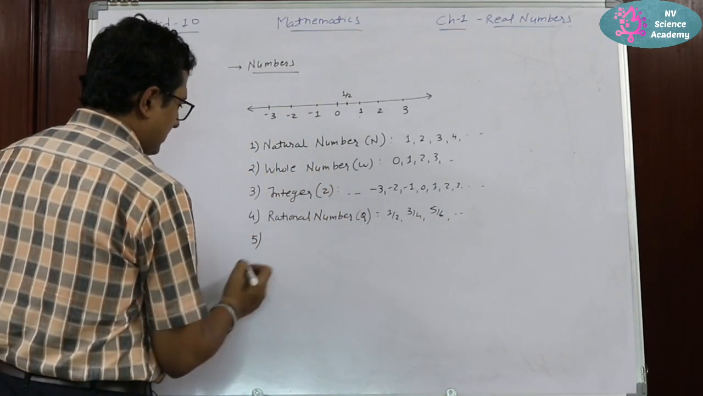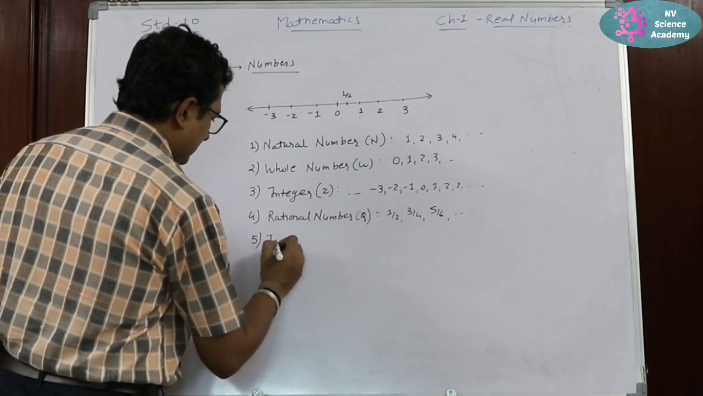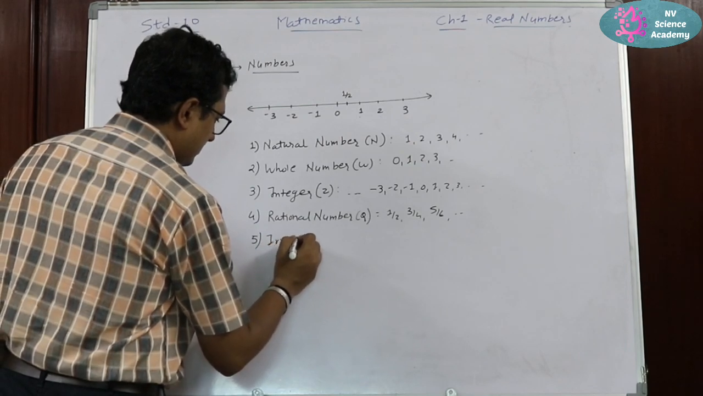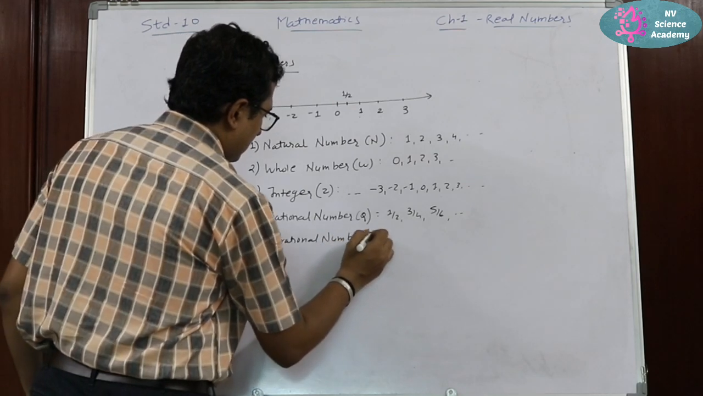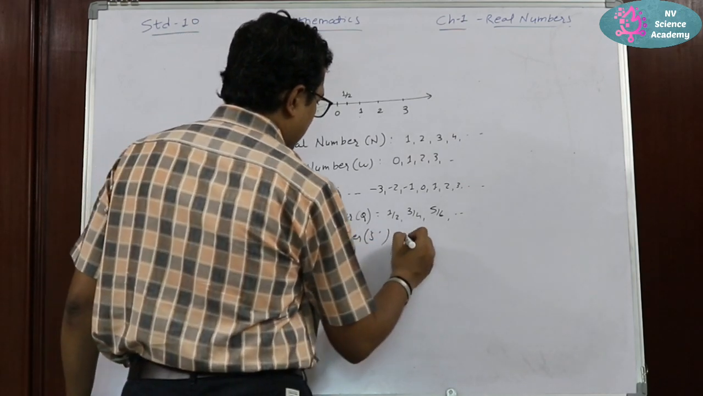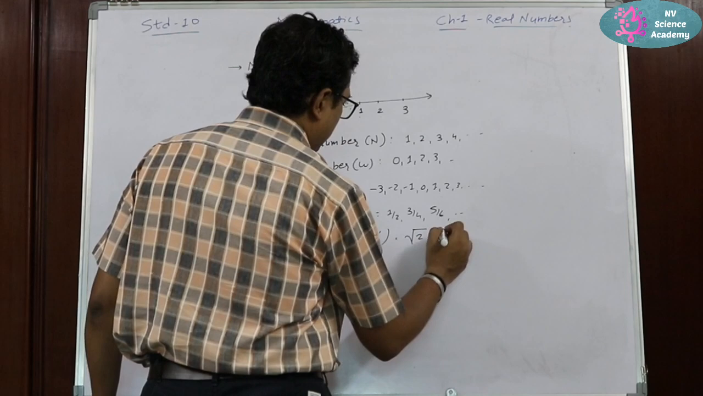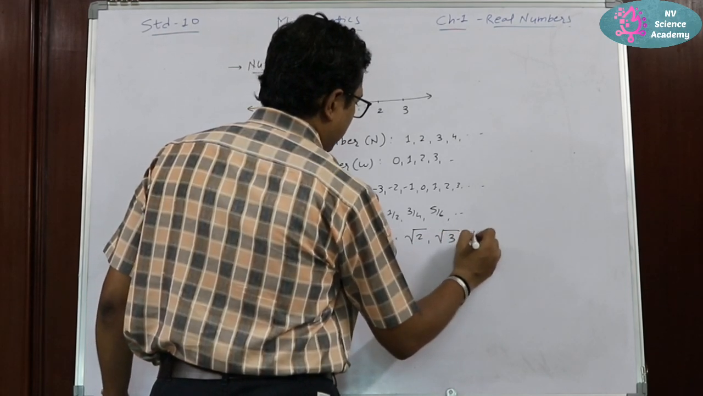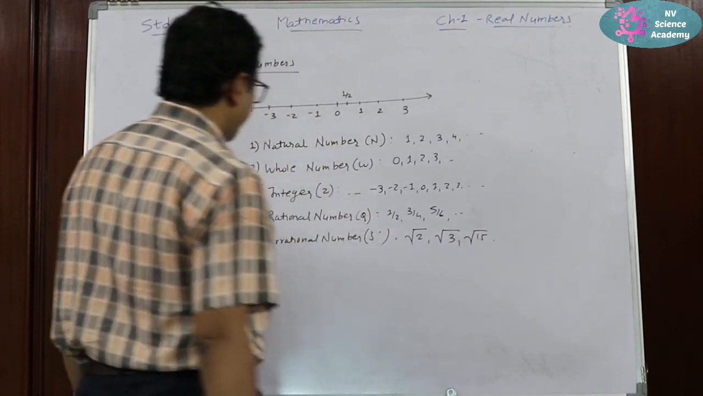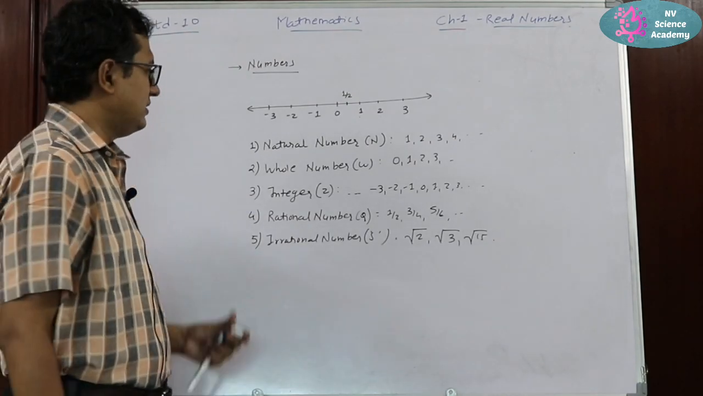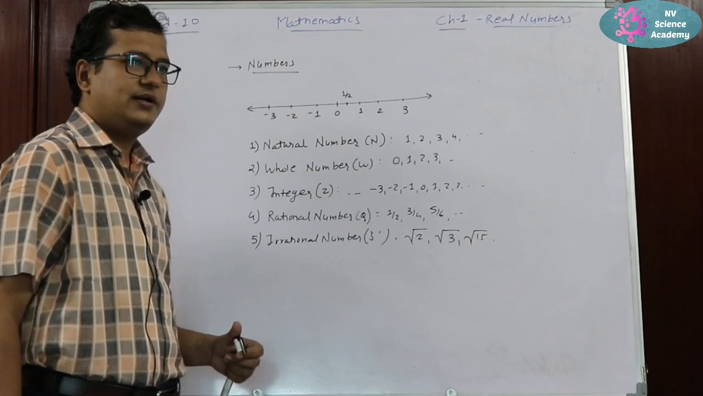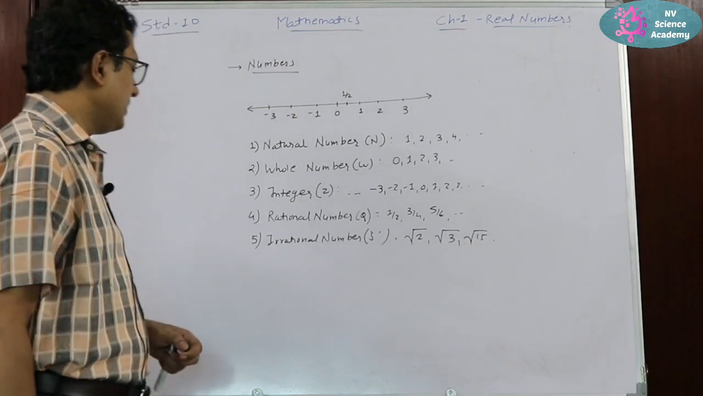The fifth one is the irrational numbers, denoted by S. It includes numbers like under root 2, under root 3, under root 15, etc. So these are different numbers. You can see the number systems that you have already studied in Standard 9.